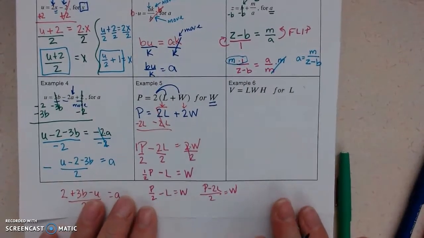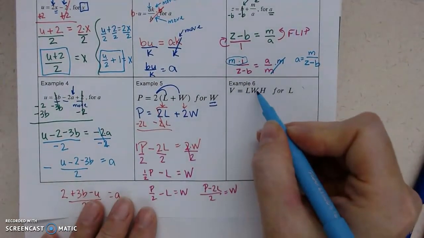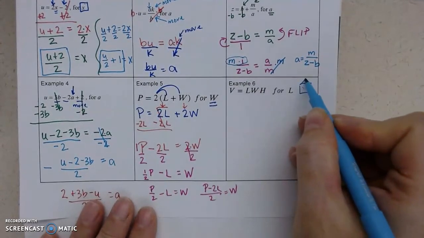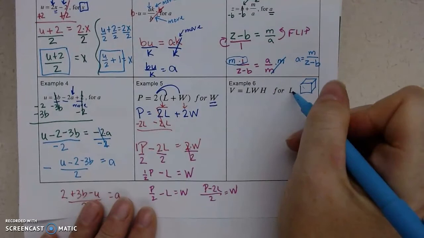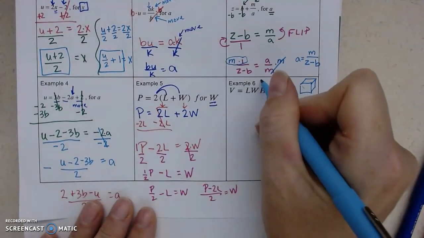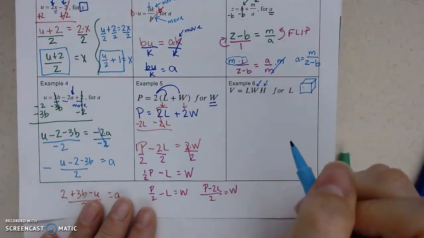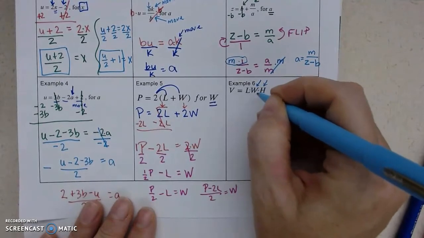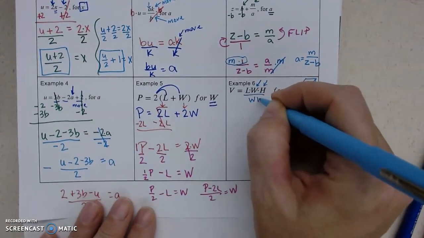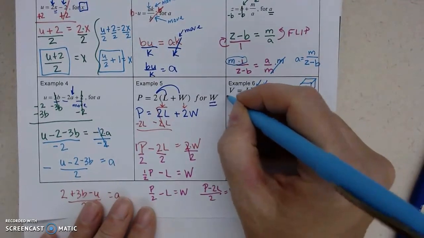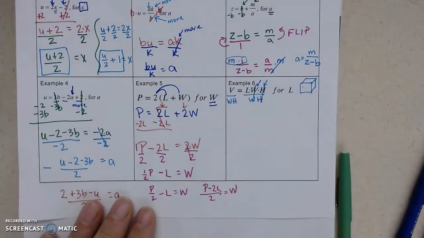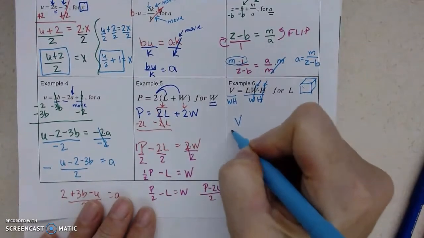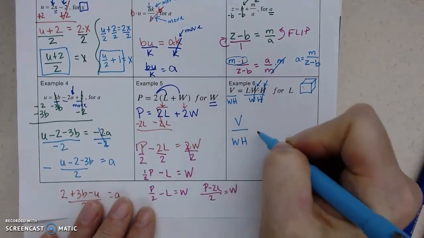And our last example, volume equals length times width times height. That's actually the formula for the volume of a prism. So if I want to get L alone, I have to move the W and move the H. If these are all being multiplied, I can divide by them both at the same time. So they do cancel, and I get V divided by WH equals L.